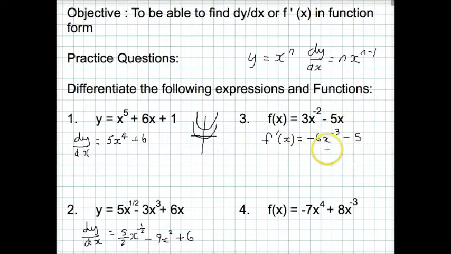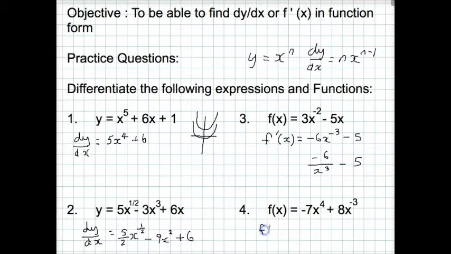Now these terms could be written differently. You could simplify this a little bit and write it as minus 6 over x to the 3 minus 5. And obviously if you need to start putting values into x, it's better to write it in this format than this format.